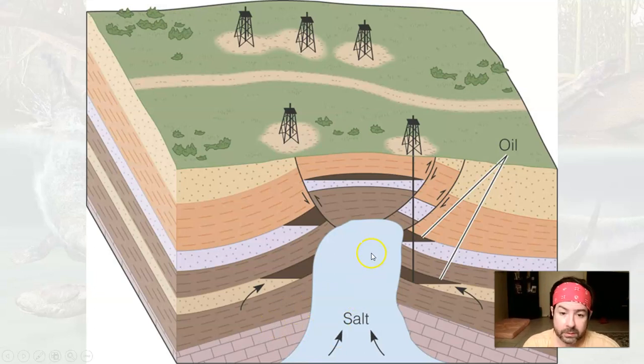One thing about salt domes, they also are good traps for oil and natural gas. So this is why there are so many oil and natural gas deposits in the Gulf of Mexico.